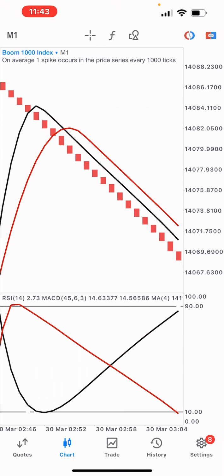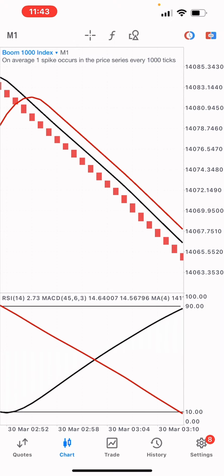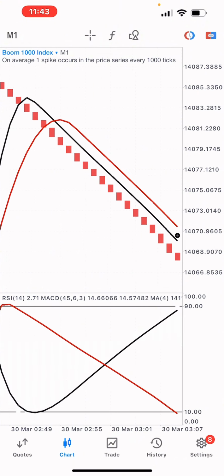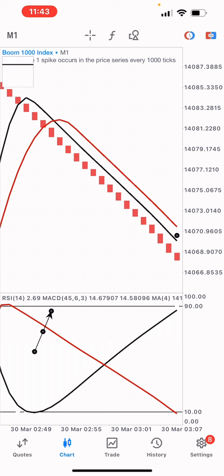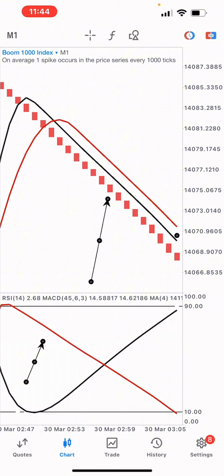So here again we have another one. We have a spike. We have the red moving average being above, and then we have the moving average crossover. You can actually take your sells.